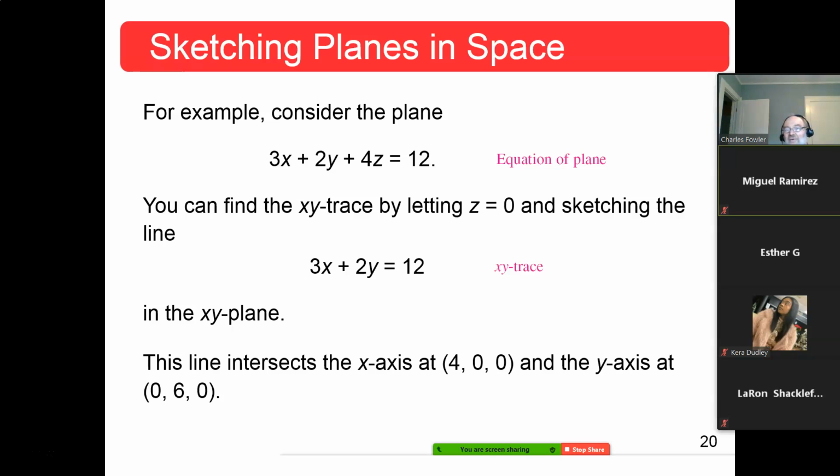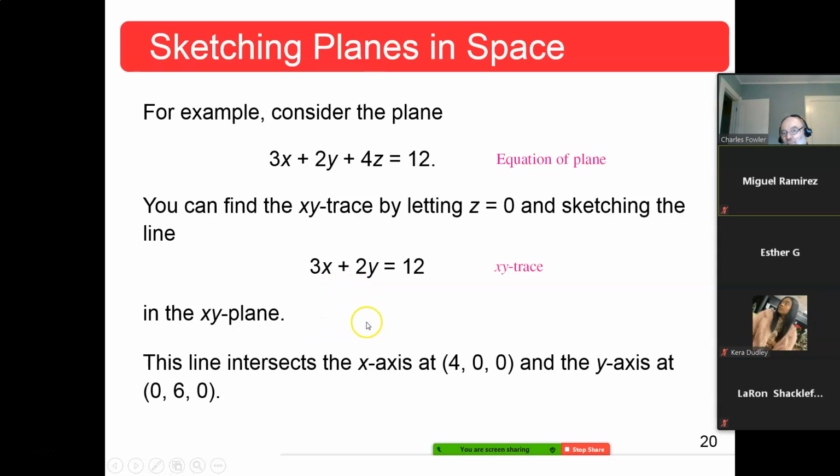Now you can find the xy trace by setting z equal to 0, because in the xy plane z is always 0. So set z equal to 0 here and you get 3x plus 2y is equal to 12. Pretty straightforward, right? That's the xy trace of this plane, in the xy plane, not axis, plane. The line intersects the x-axis at where?